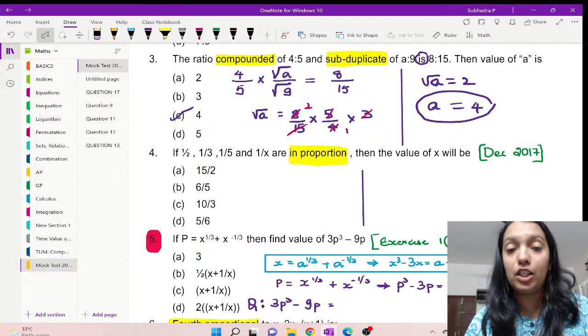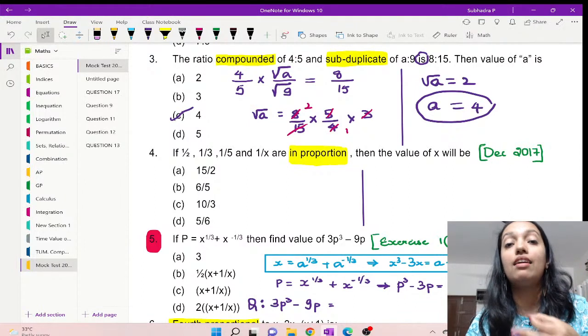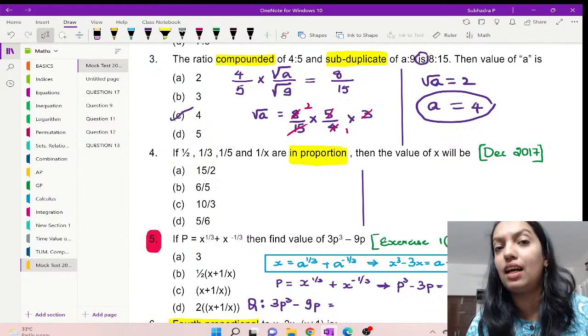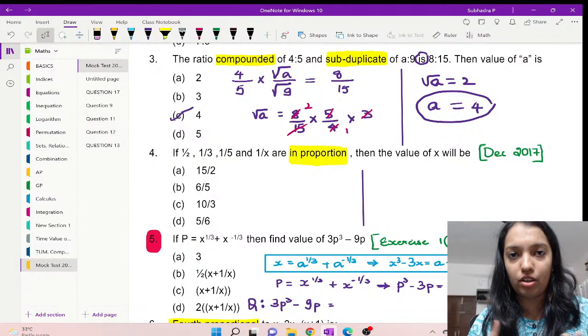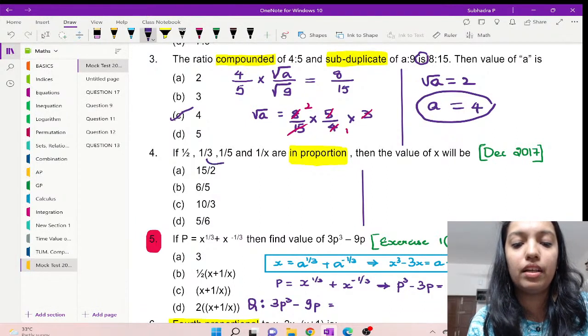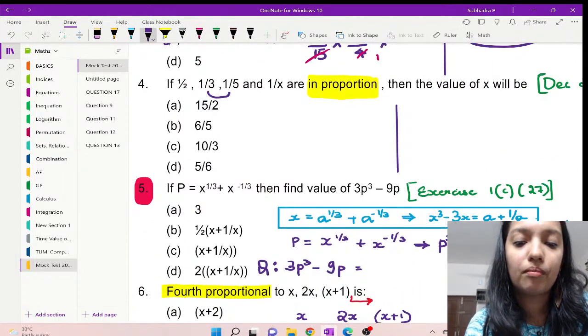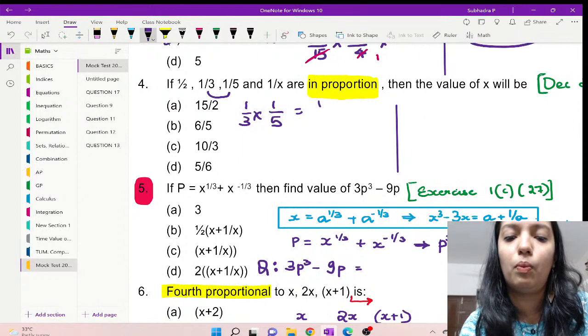If 1 by 2, 1 by 3, 1 by 5, 1 by x are in proportion. What do you mean by they are in proportion? You have to apply the basic rule of proportion. Product of means is equal to product of extremes. What are means here? 1 by 3, 1 by 5. So have a look. 1 by 3 into 1 by 5 is equal to product of extremes. That will be 1 by 2 into 1 by x.